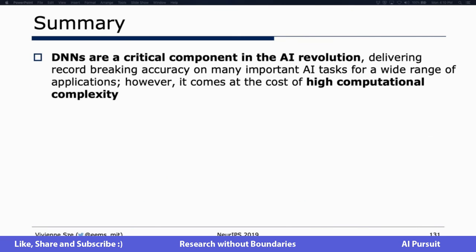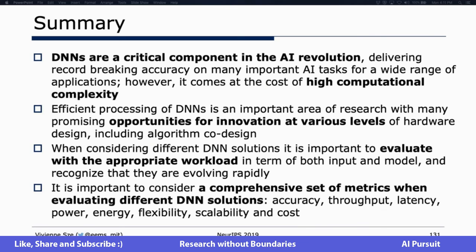All right, so to summarize, DNNs are a critical component of AI, but they have very high computational cost. There are a lot of approaches to doing efficient processing, and they typically involve going across the entire stack, from the algorithms to the hardware to even devices.